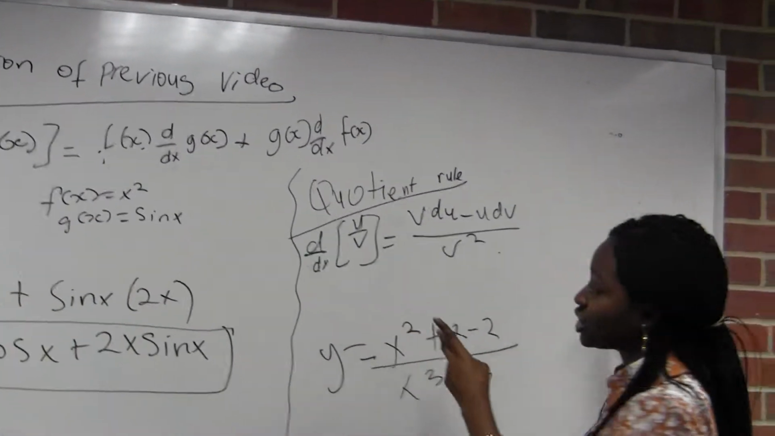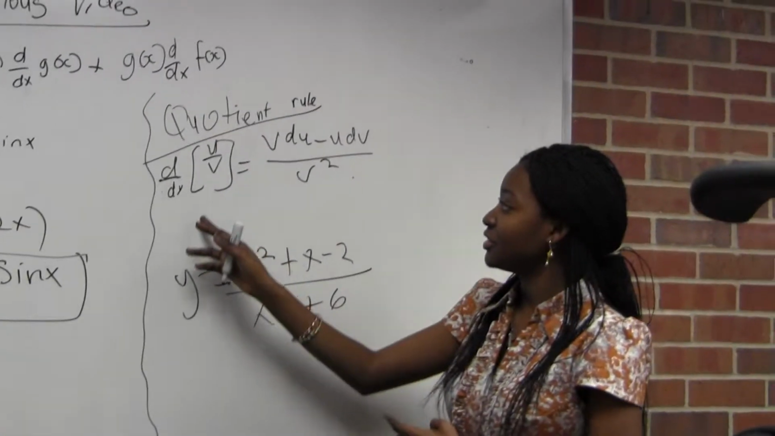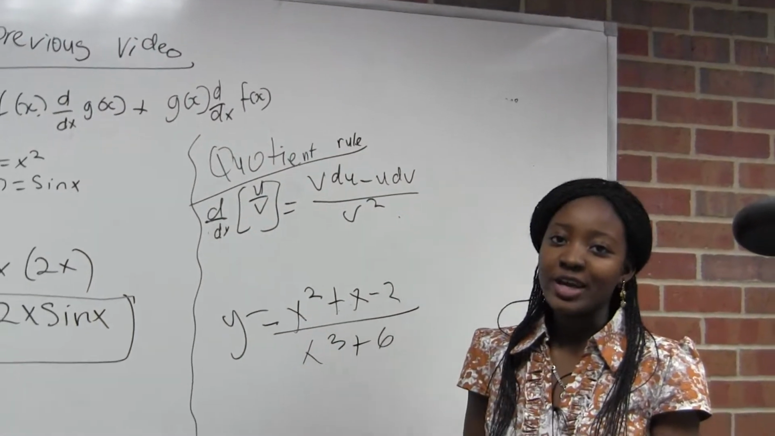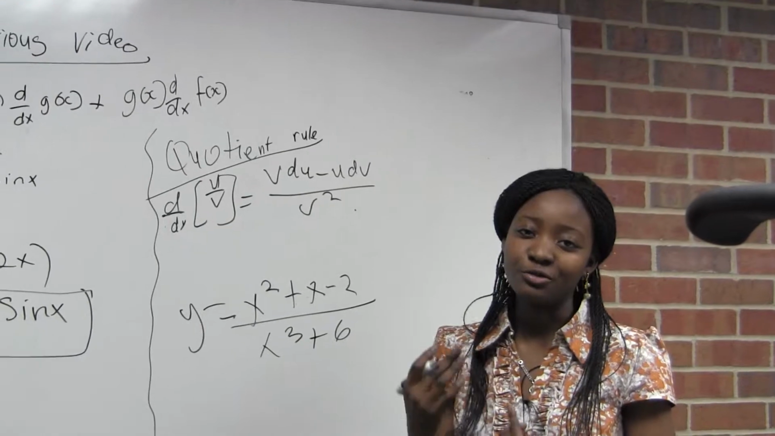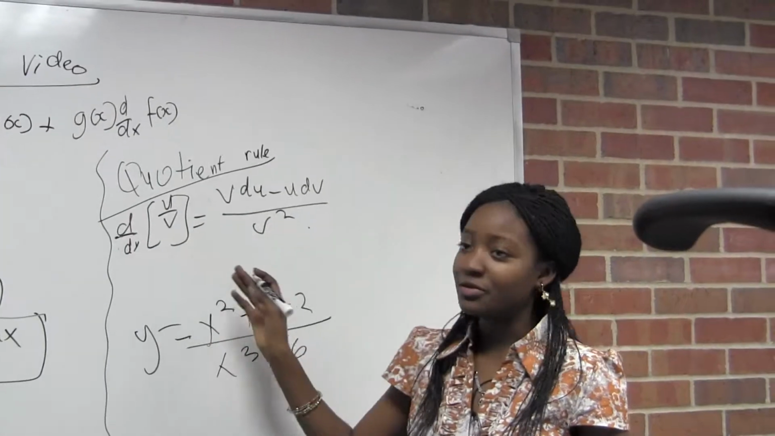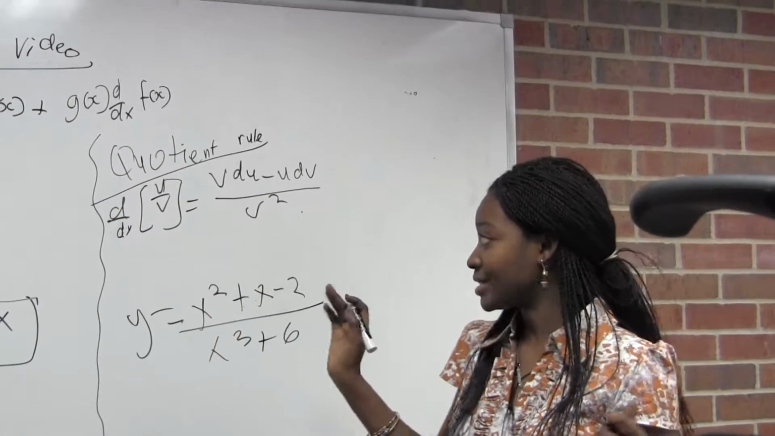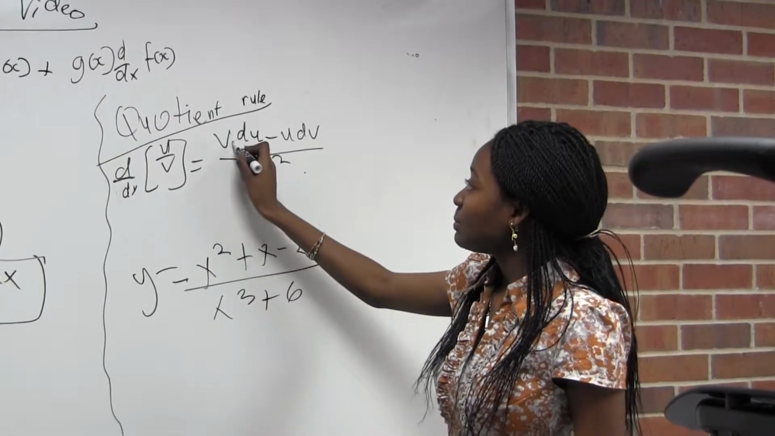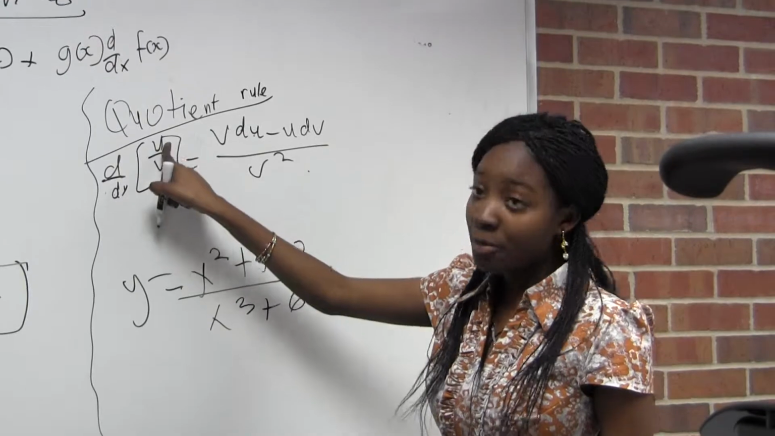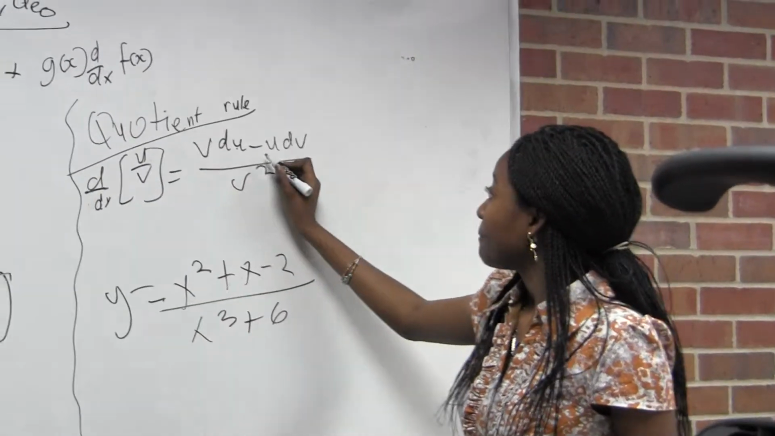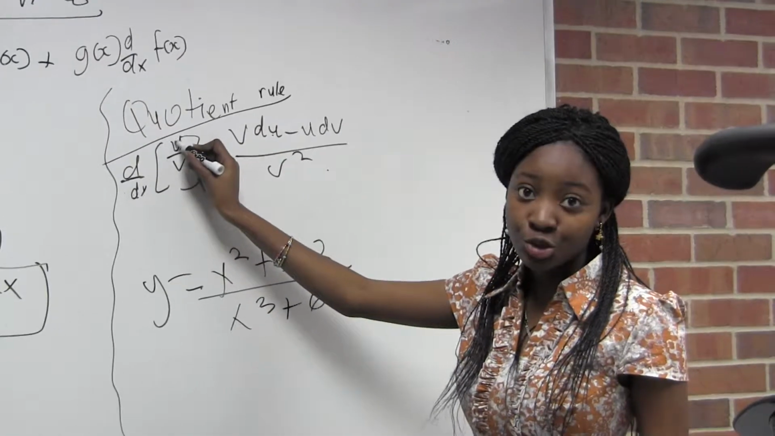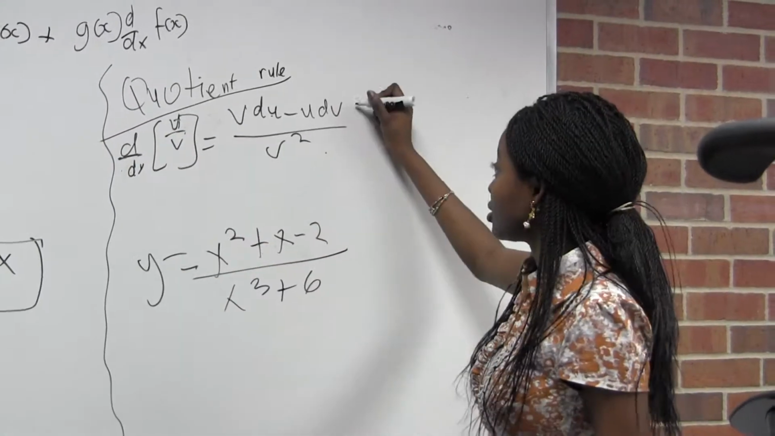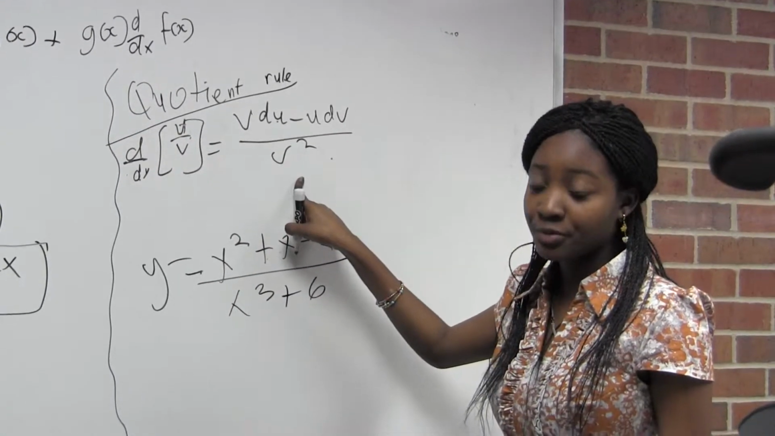Now moving on to the quotient rule, I have the derivative of u over v, right? I don't want to make use of f of x over g of x because I think that's a little bit confusing. I think u over v is just much better. It's easier. So here I have v multiplied by the derivative of my upper function, my numerator, minus my numerator, which is u, multiplied by the derivative of my v, which is my denominator, over v squared, right?